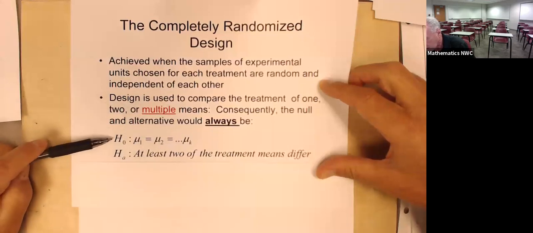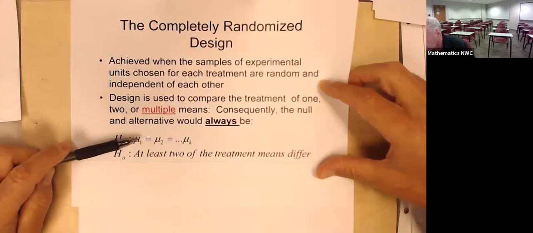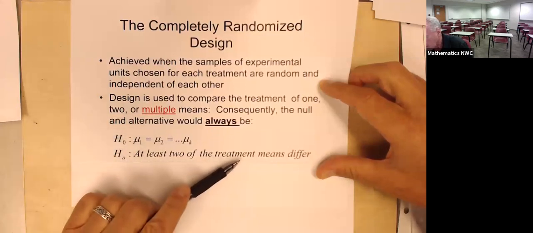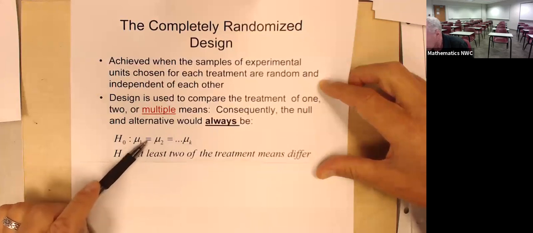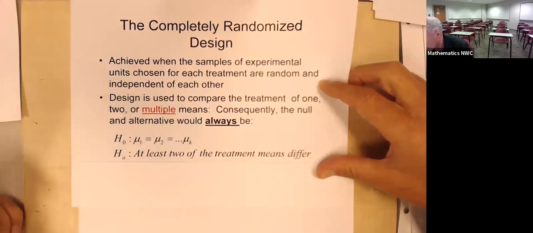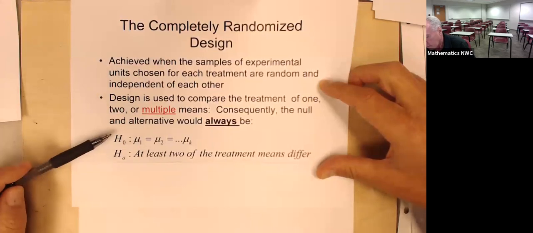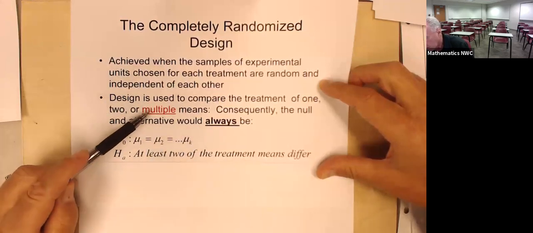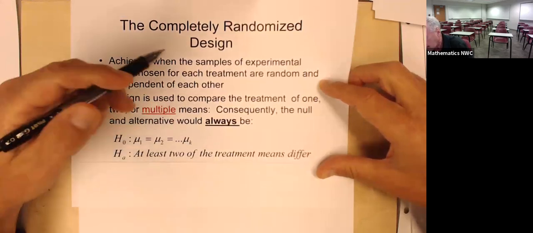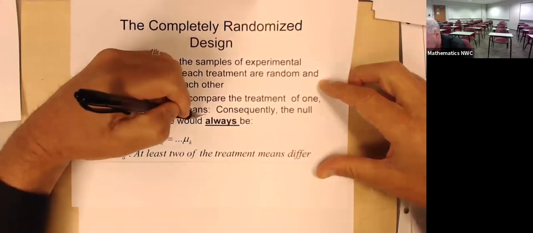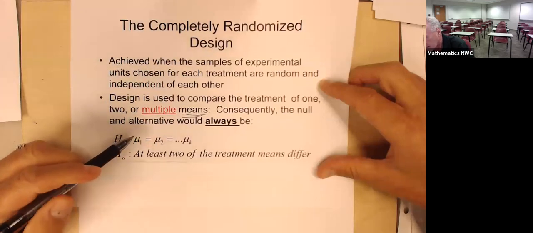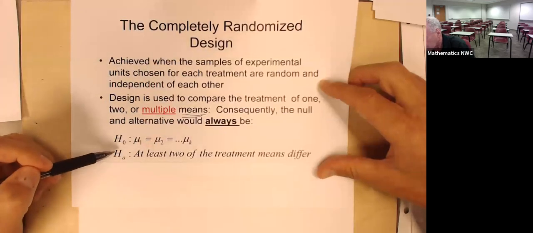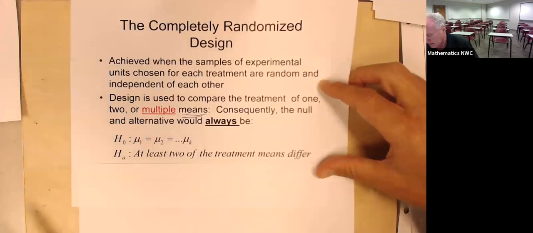We start off assuming they're all equal. We're hoping to provide evidence that at least 2 of them differ. At least 2 of them are not equal, one being obviously bigger than another. But I want to emphasize again the word always here. When I'm looking at 3 or more means, not proportions now, but means, these are always my null and alternative. We'll come back to that in our next lesson.